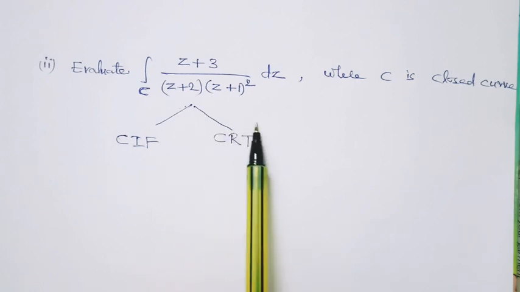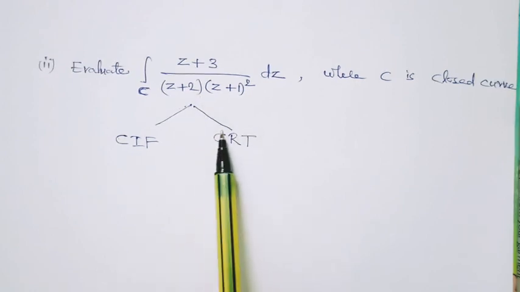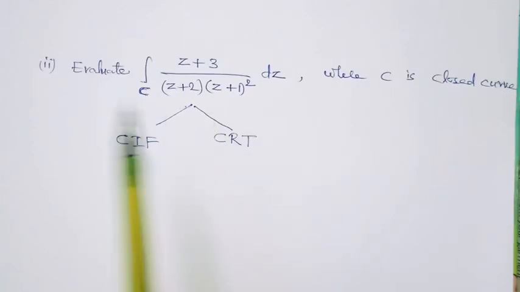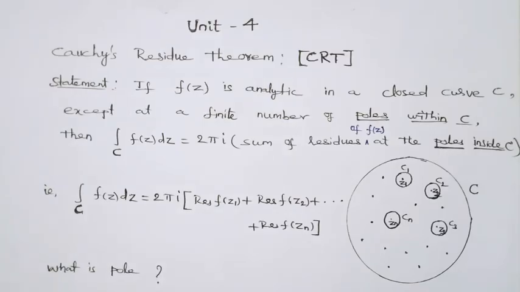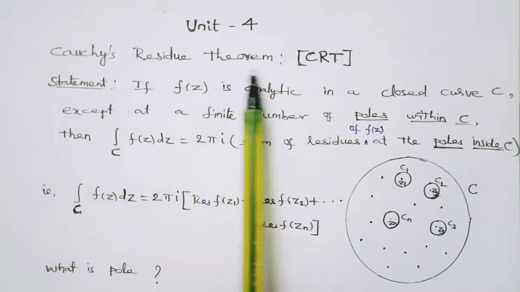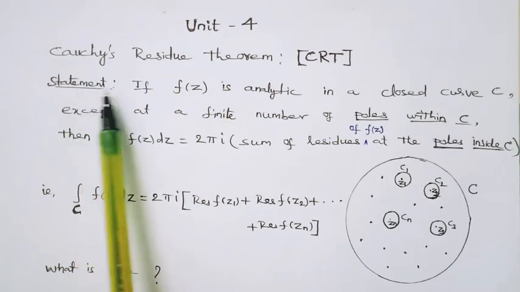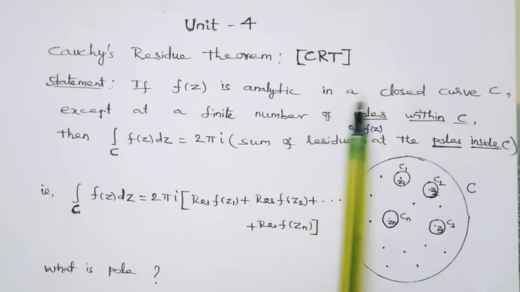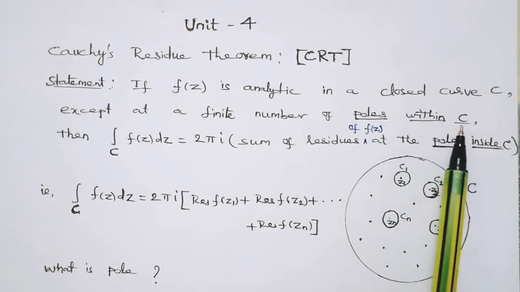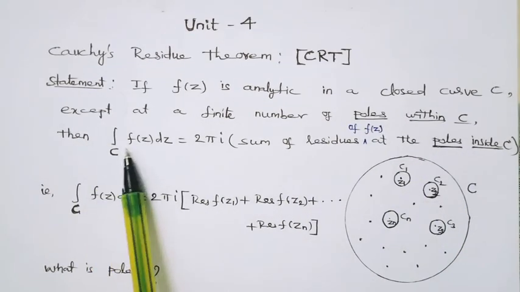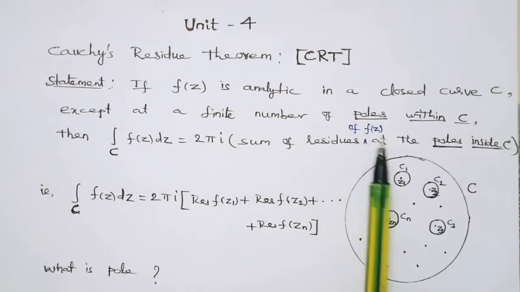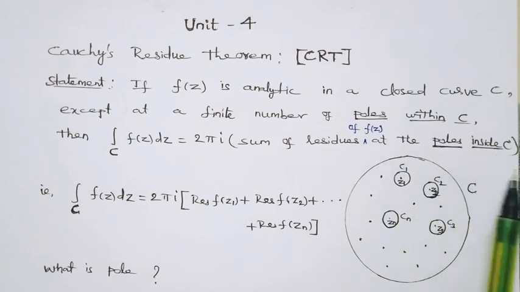Now how to evaluate this integral by using Cauchy residue theorem? Before doing problems you must understand what is Cauchy residue theorem. Now look at the statement. What is statement of Cauchy residue theorem? If f of z is analytic in a closed curve C except at a finite number of poles within C, then integral over C f of z dz, which is equal to 2 pi I times sum of the residues of f of z at the poles which are inside C.